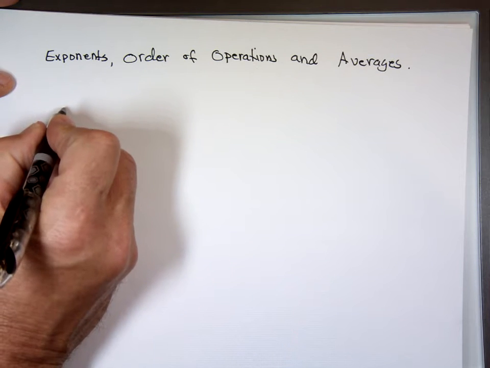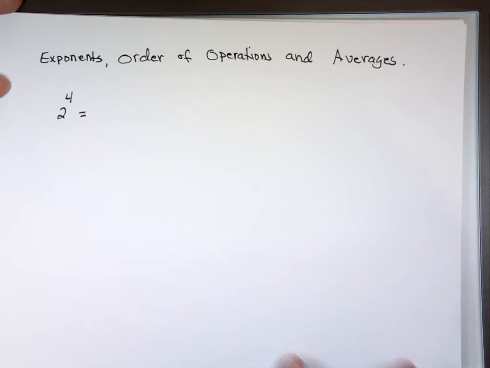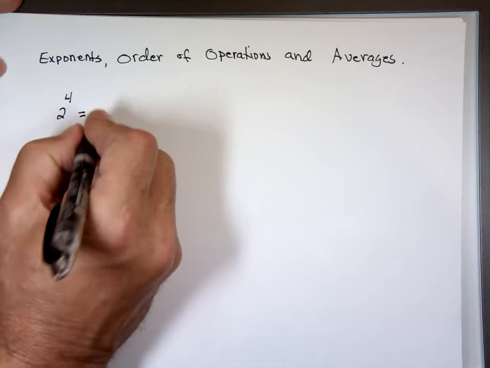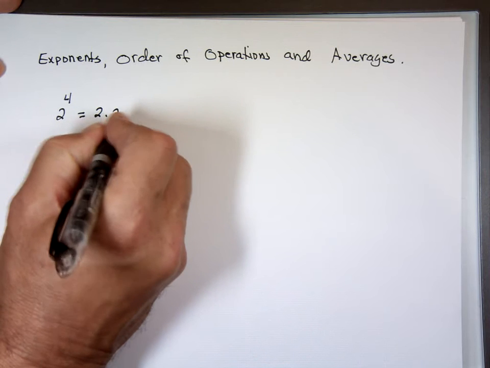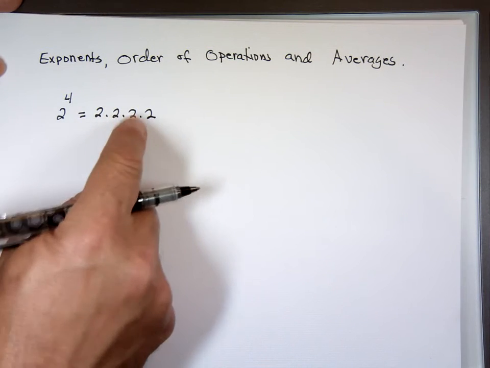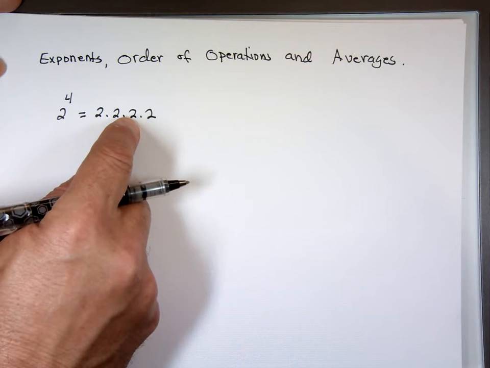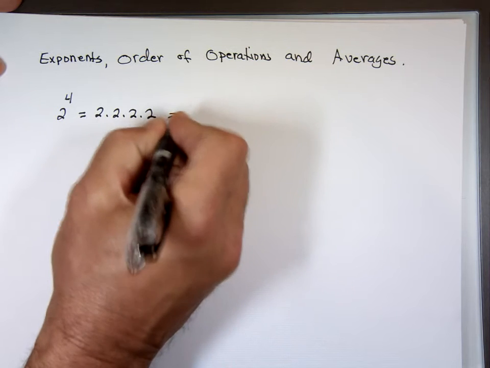If I write 2 to the power of 4, what does that mean? 2 times 2, how many times? 4 times, yes. It's not 2 times 4, it's 2 times 2 times 2 times 2. What's 2 times 2? 4 times 2, that's 8 times 2, that's 16.